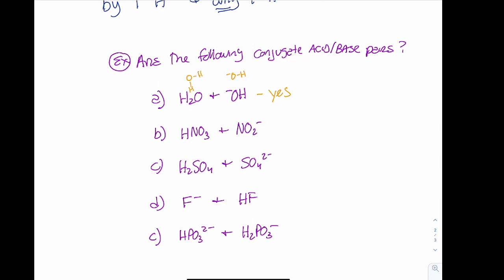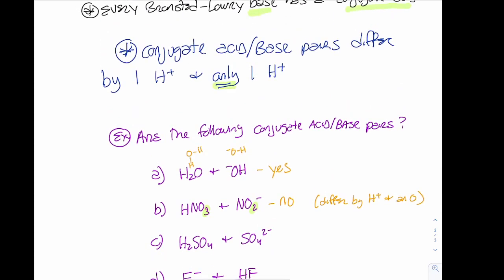Okay, hopefully you guys did that. So for B, I get no. They do differ by H plus, right? Here I have a hydrogen, here I have no hydrogen, and it has a negative charge. So if it was neutral, it lost a positive, so it's now negative. But they also differ by an oxygen, right? On this one, I have 3 oxygen, and this one I have 2 oxygen. So these guys differ by a proton and an oxygen. Right? It can only be by H plus. But go back up, only. So no.